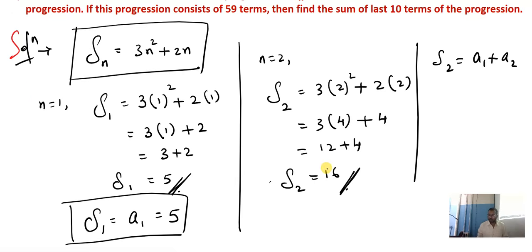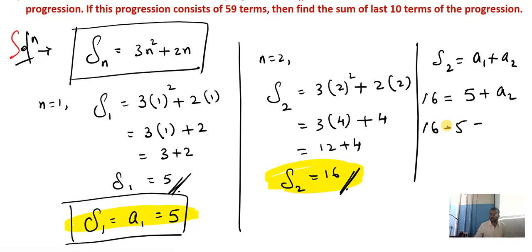Now we already got the S2 value, isn't it? We have got the value of S2. S2 is 16. In place of S2 we can write 16 equals, and already we know the first term is 5, isn't it? So here we can write A1 as 5 plus A2 as it is. Then 16, the 5 comes to the other side as minus 5, equals A2. Then A2 is equal to 16 minus 5, which is 11.